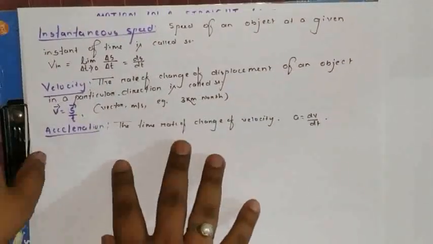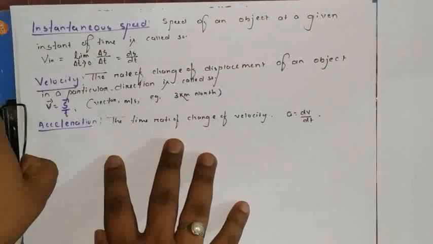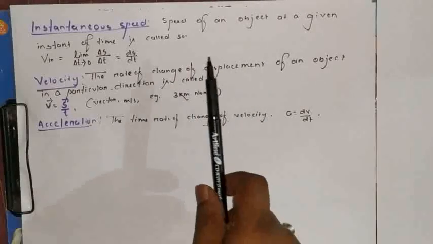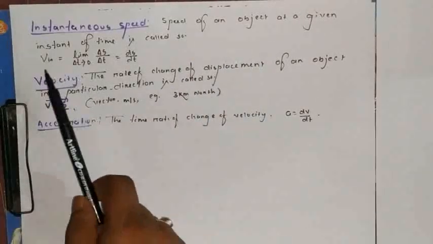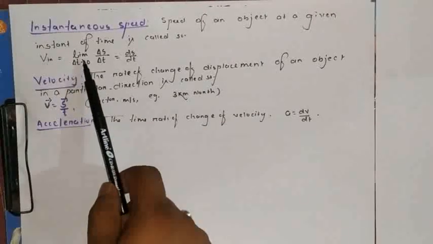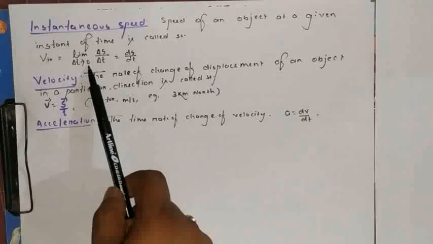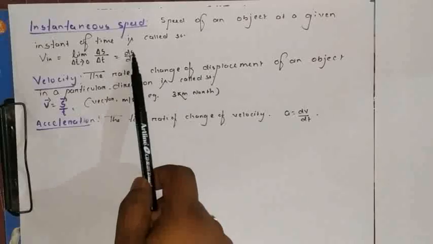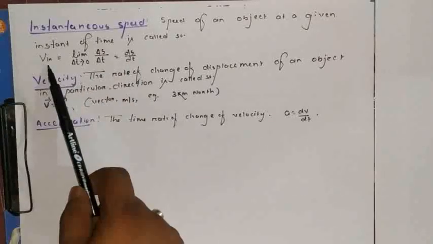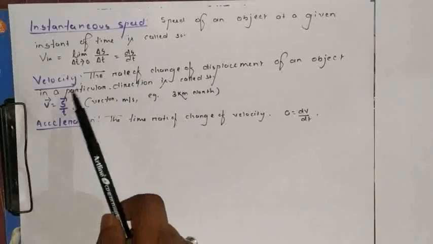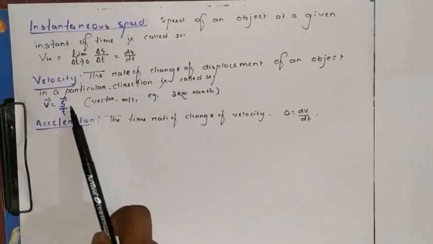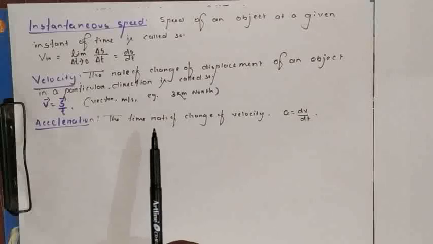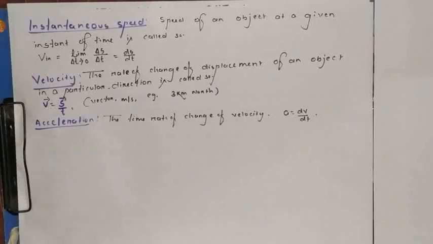Now let's go for the next part, instantaneous speed. At any instant, if I want to know the speed of a body, it is known as instantaneous speed. Here, as the change in time tends to 0, del s by del t is known as a derivative. Change in distance with respect to time is instantaneous speed. Velocity: rate of change of distance with respect to time, ds vector by dt. Acceleration: rate of change of velocity is known as acceleration.